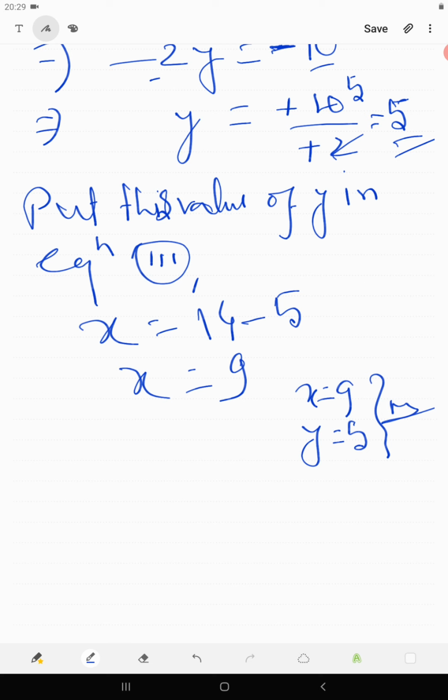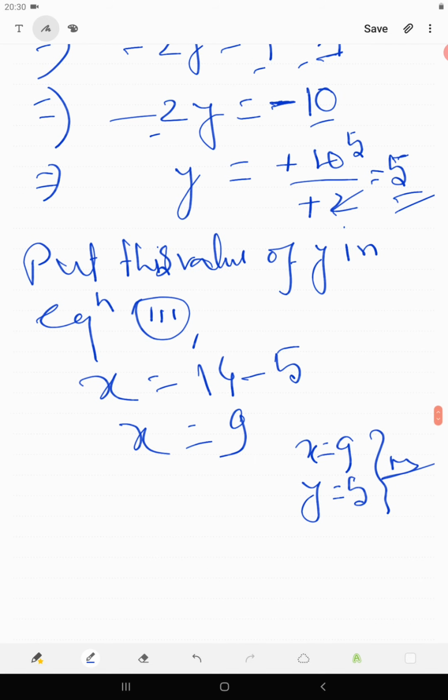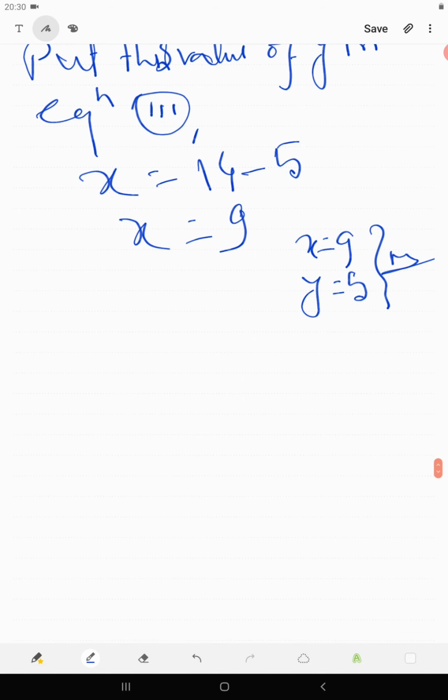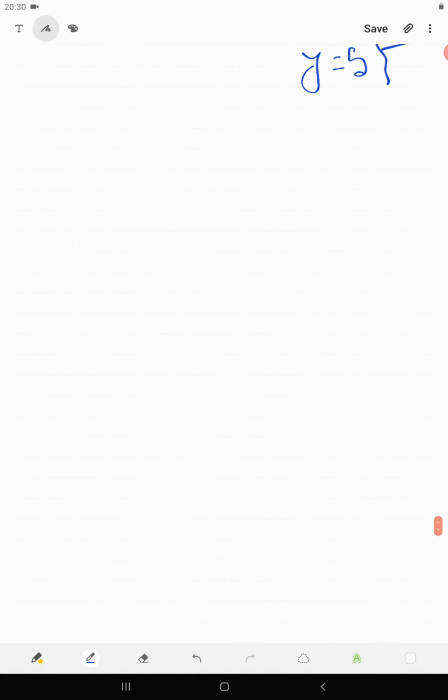I hope you understood this. It's very easy. Just represent one variable in terms of the other variable and put that in the other equation. You will get one value, then again put it back in the previous equation, and you will then get the other value. Okay, so let's do the second problem.